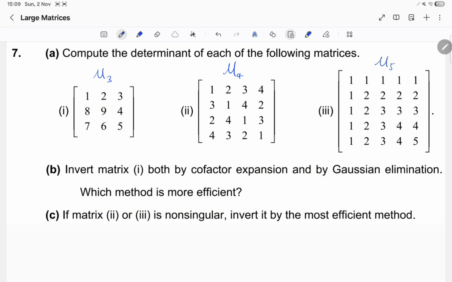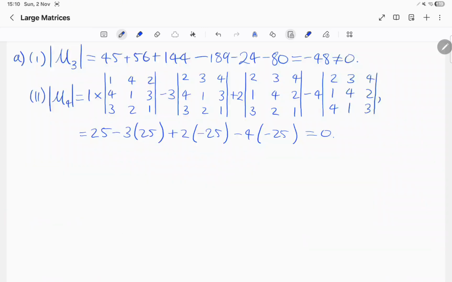Let's get started. Before we start on any of the parts, I will label these three matrices M3, M4 and M5 so that we can reference them easier later. Now let's begin with part A, part 1.